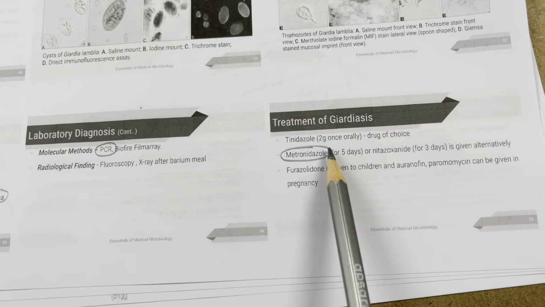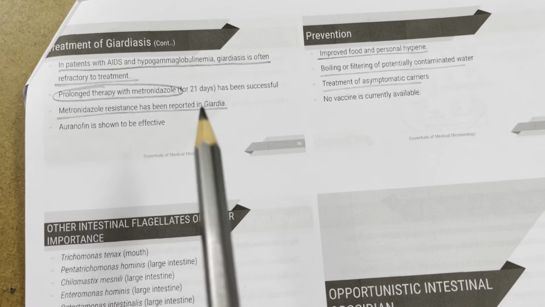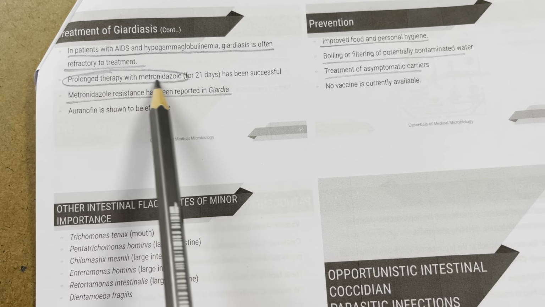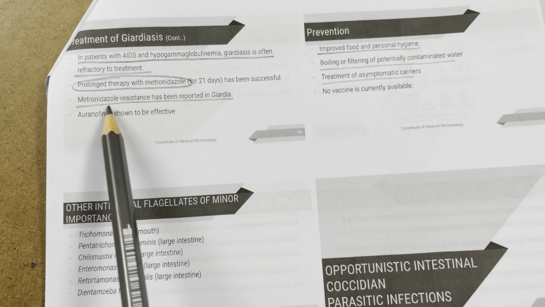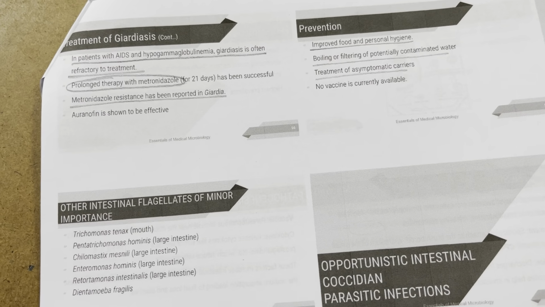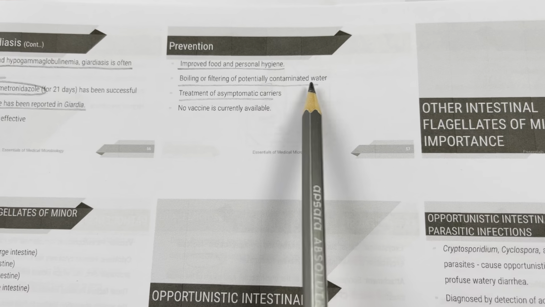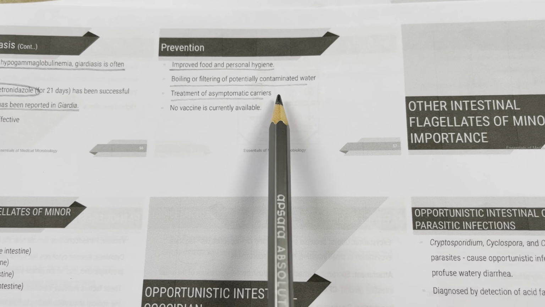And treatment is by using metronidazole. But again, in some AIDS patients, giardiasis is often refractory to treatment. There is prolonged therapy with metronidazole in those cases, but metronidazole resistance has been reported in Giardia. Next, prevention is by improving food and personal hygiene, boiling or filtering of potentially contaminated water, and treating asymptomatic carriers.